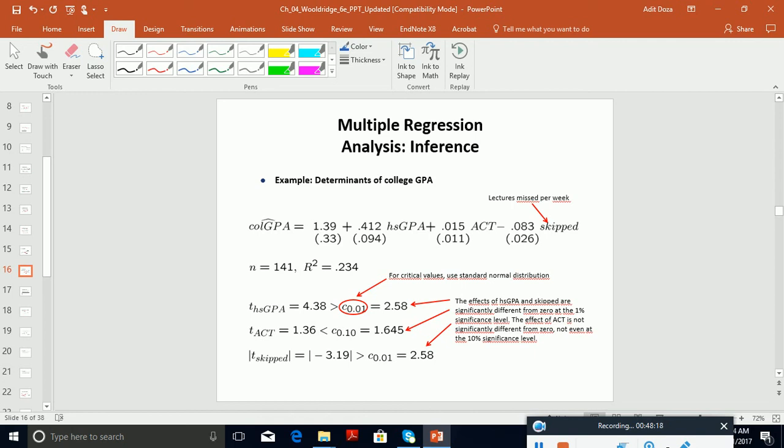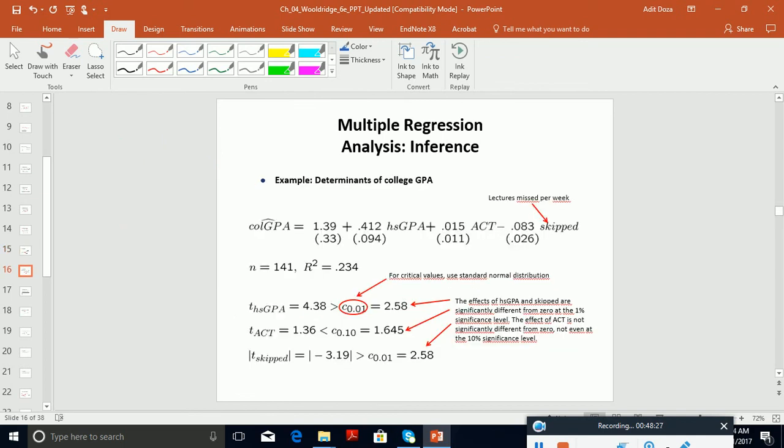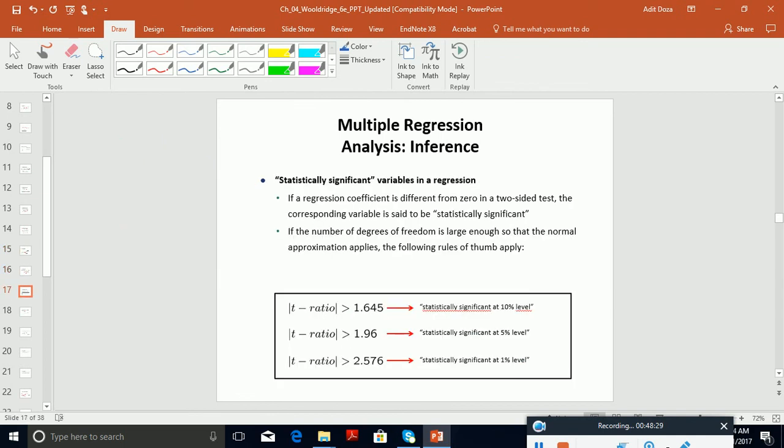Usually I think I have uploaded the normal and t tables for the exam, but I'm not going to ask any two-sided test in the exam. Okay. So this is for your knowledge only, all right?